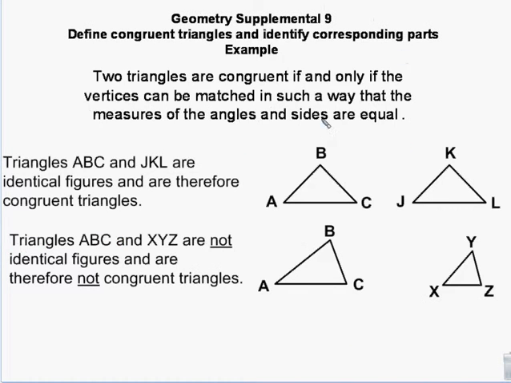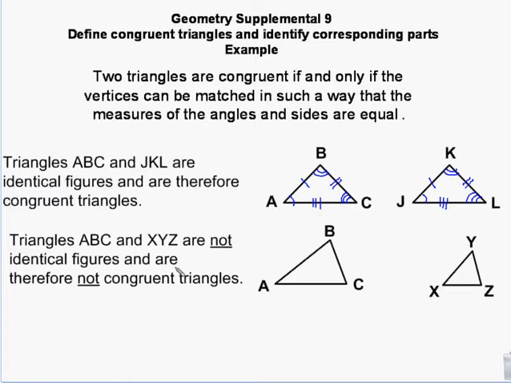Okay, so two triangles are congruent if and only if the vertices can be matched in such a way that the measures of the angles and the sides are equal. So between ABC and JKL, angle A would be the same as angle J. Angle B would be the same as angle K. C would be the same as L. And then AB would be the same as JK. BC would be the same as KL. And JL and AC would have to be the same.